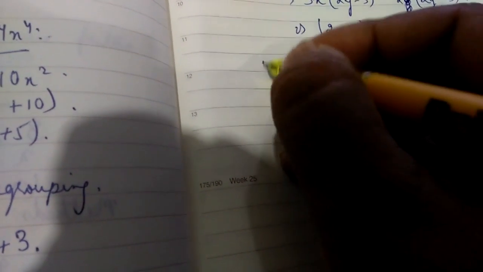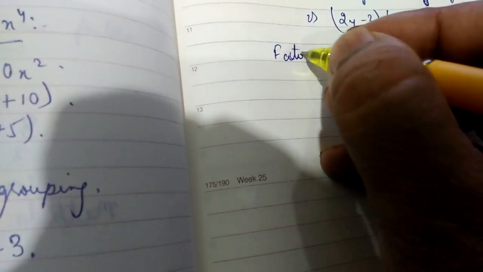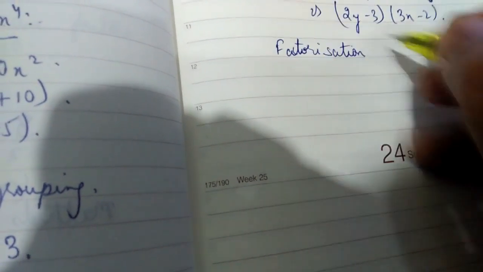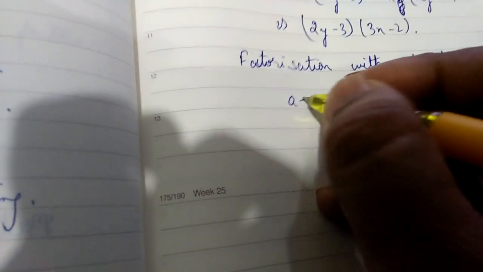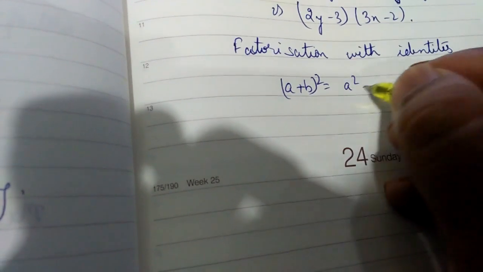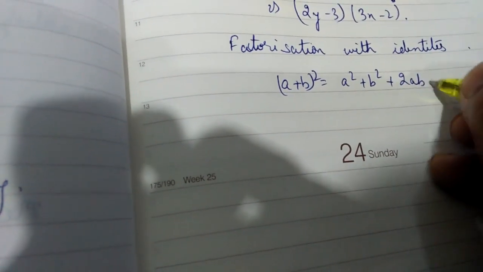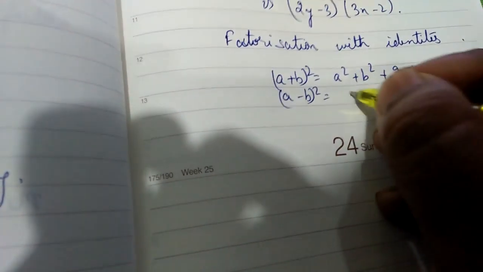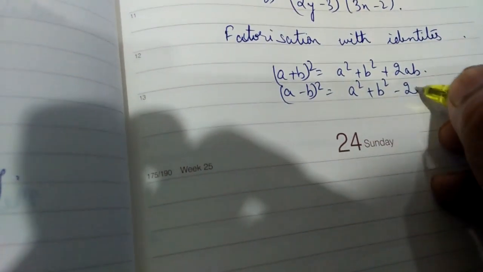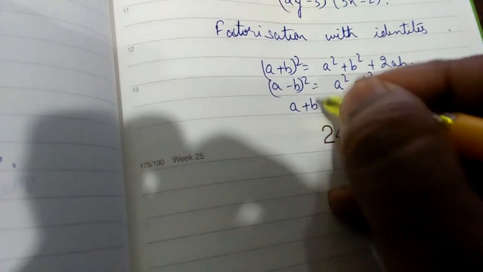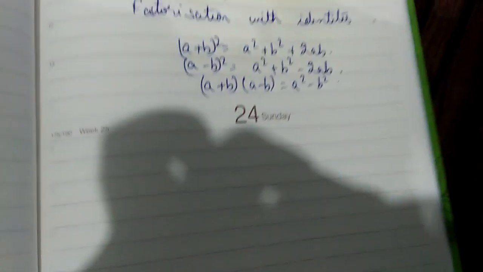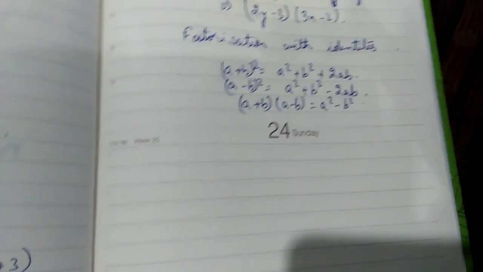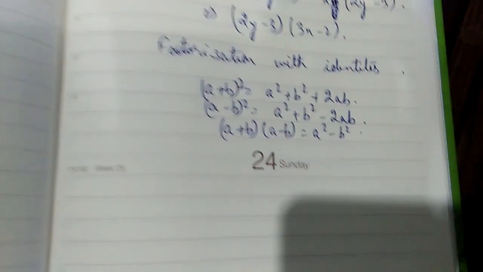Now we will understand factorization with identities. Identities are nothing but your formulas that we are going to discuss here. So a plus b the whole square is one formula, a square plus b square plus 2ab. A minus b the whole square is another formula, a square plus b square minus 2ab. A plus b times a minus b is equal to a square minus b square. You need to learn these formulas. They will be used extensively here and henceforth as well, later on.